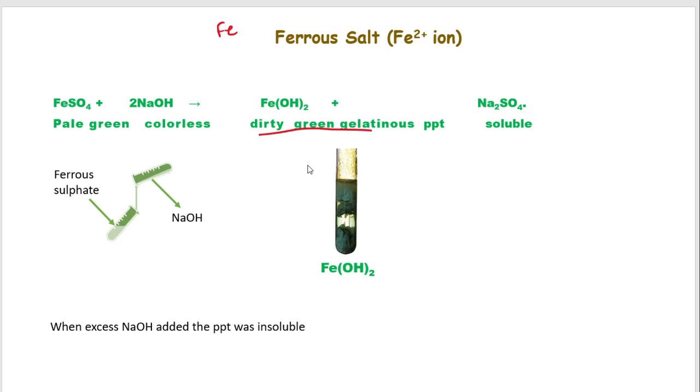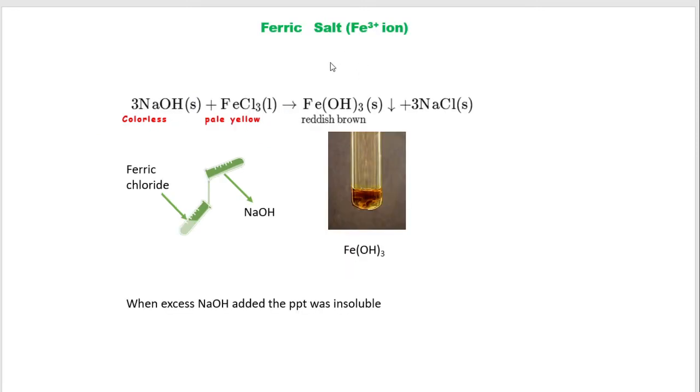The third one will be the identification of ferric ions, that is Fe3+. Similarly, as done earlier, you will be taking a test tube containing a ferric Fe3+ ion salt. The example taken here is ferric chloride, and you add NaOH dropwise. When the reaction occurs, a reddish brown precipitate of ferric hydroxide will be formed. See this one. Now, when excess of NaOH was added to this precipitate, it does not dissolve. It still remains insoluble.